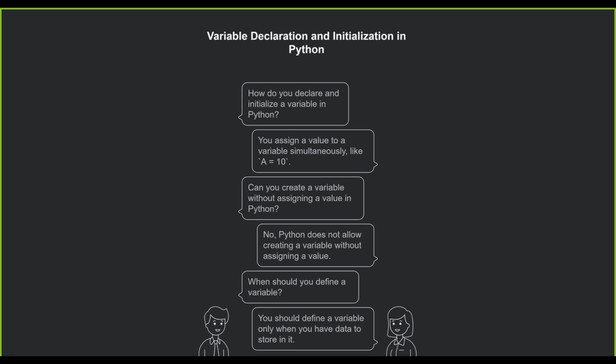Another topic is variable declaration and initialization in Python. This is the same thing, guys, as I showed you in the program. How do you declare and initialize a variable? Like this, we can declare and initialize it. Can you create a variable without assigning a value in Python? No, we cannot declare a variable without assigning a value to it. When should you define a variable? You should define a variable only when you have data to store in it. So definitely we cannot declare a variable and leave it, saying later on I will assign it, like in other programming languages. Python does not support that part. So we should always declare variables and give the assigned value. We cannot leave it like that; that is not supported. Okay, so this is clear, guys.